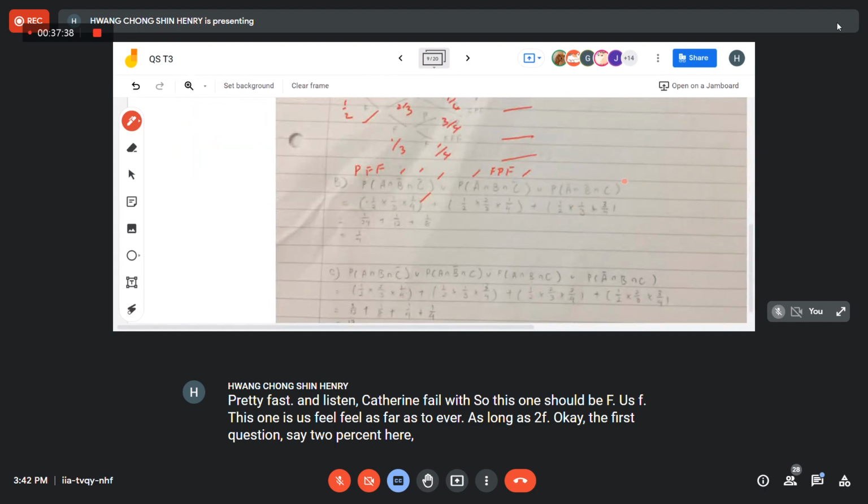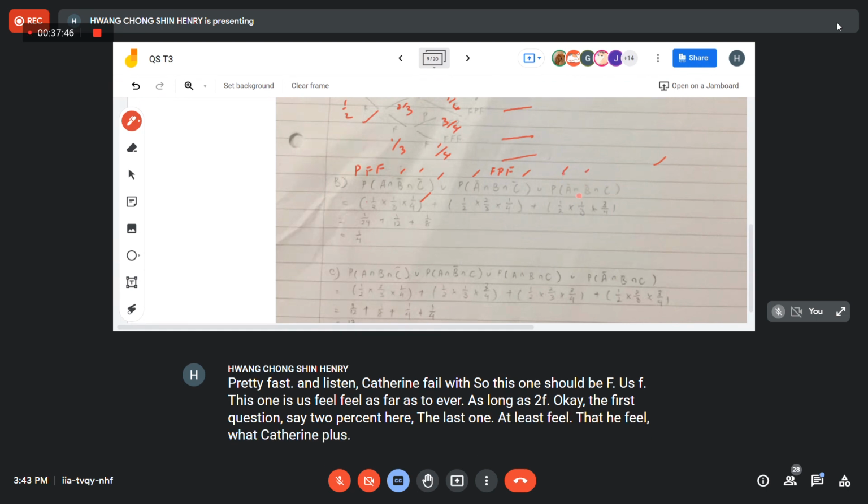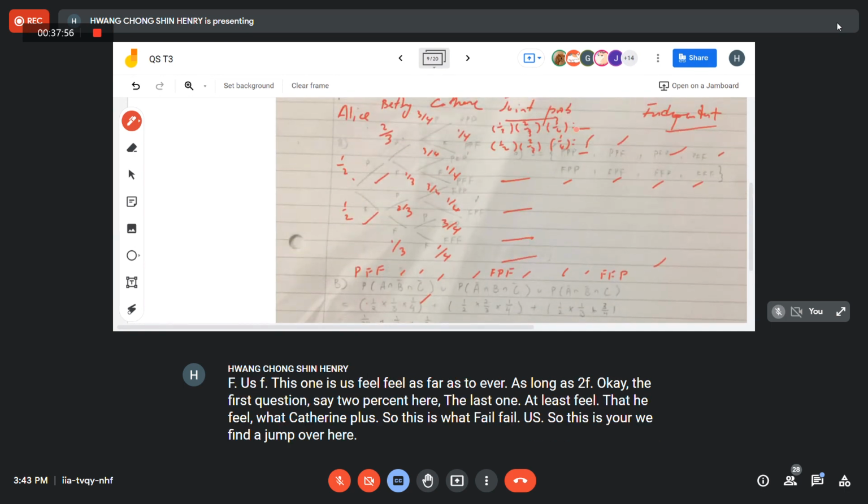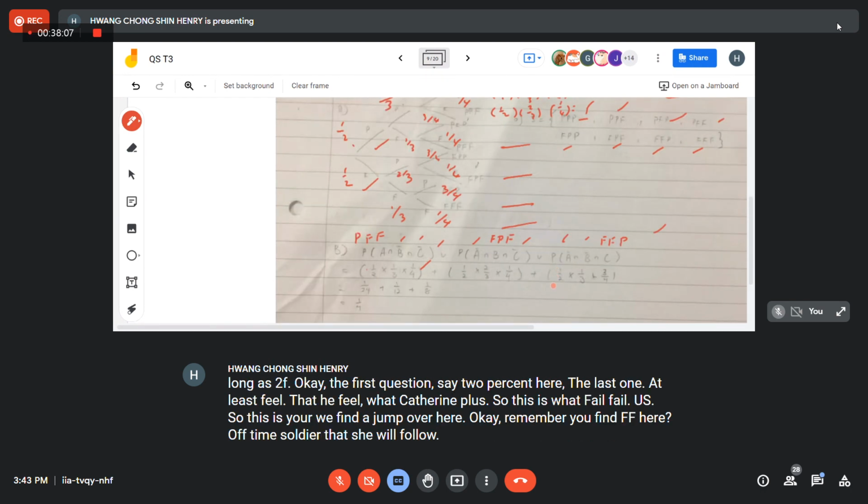Okay, the last one. Alice fail, Betty fail, but Catherine pass. So this is fail, fail, pass. So you find the joint probability here. Remember you calculate the 8 outcomes there. You find FFP here. Half times 2/3 times 3/4. Correct.